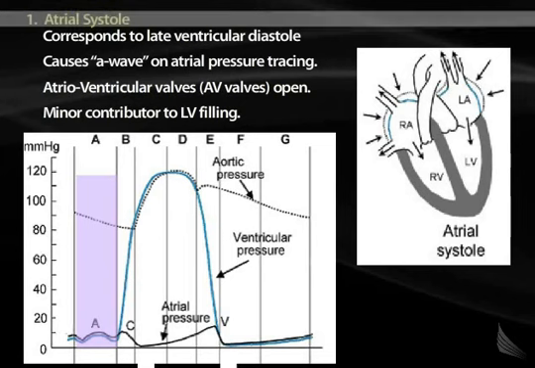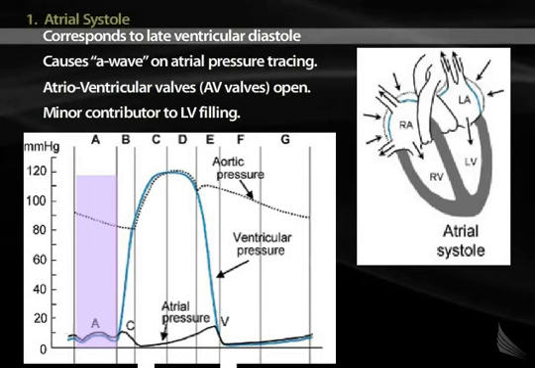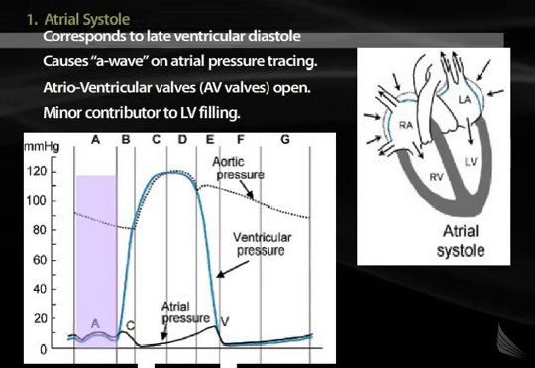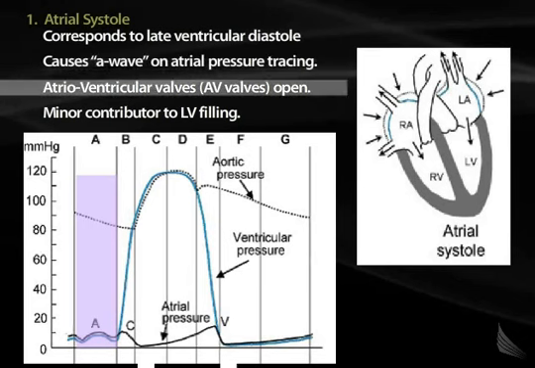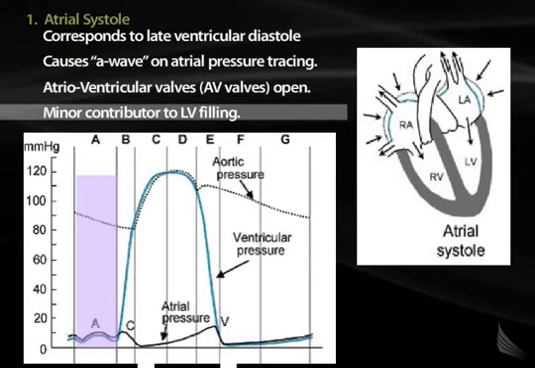This diagram shows atrial systole in the section marked A. Atrial systole is the end of ventricular diastole. Atrial systole occurs immediately after the P wave on the EKG, and it causes the A wave on atrial pressure tracing. At this point, the atrioventricular valves, or the AV valves, such as the mitral valve and the tricuspid valve, are open. Atrial systole is actually just a minor contributor to LV filling.